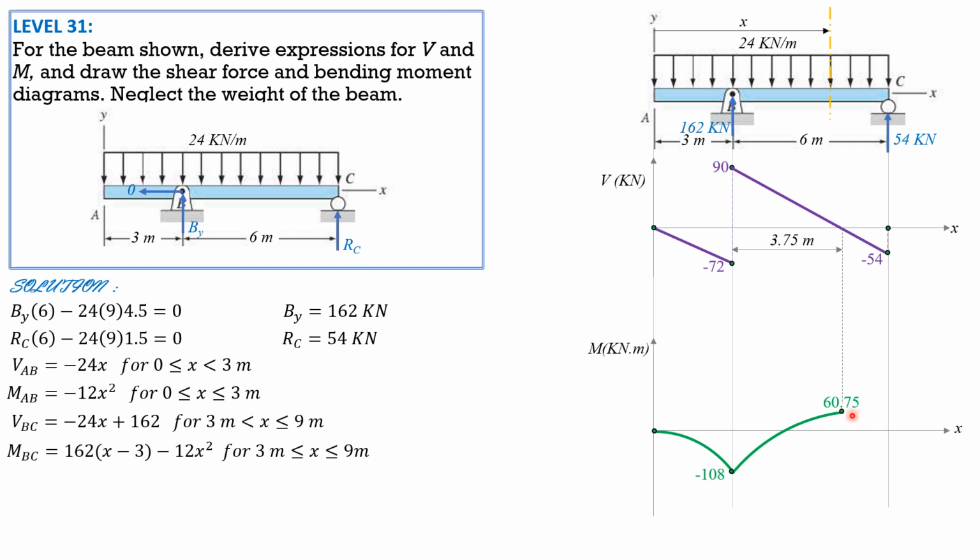Then finally, when x is 9, substitute here, 162 times quantity 9 minus 3 minus 12 times 9 squared, you will get moment here 0. So connect 60.75 and 0 with a curve that is concave downward again, because same interpretation as before, the coefficient of the second degree term is negative. So that's it for the shear and moment diagram, and let's shade the diagram to look attractive. So that's it for this problem.